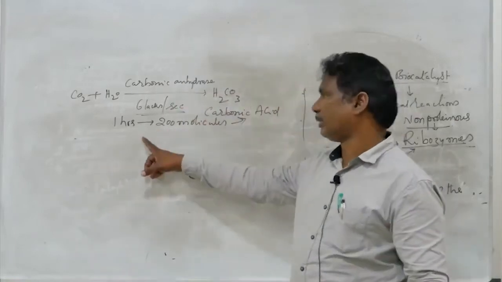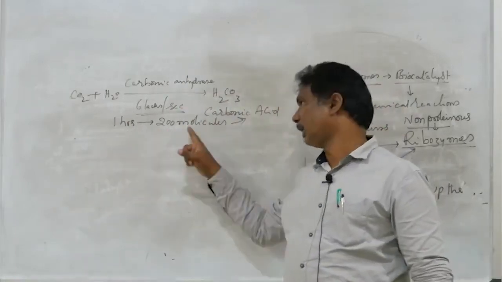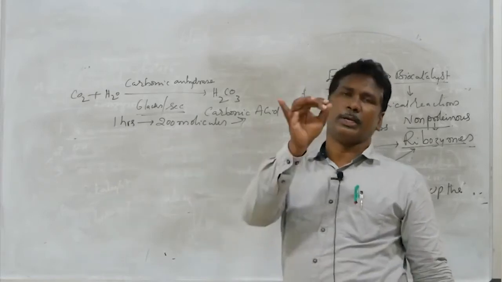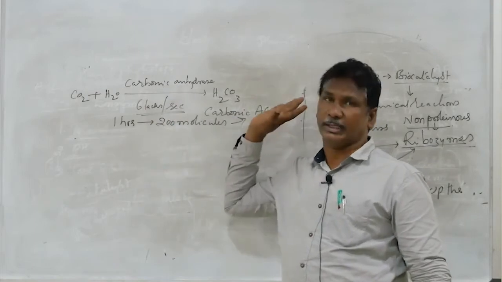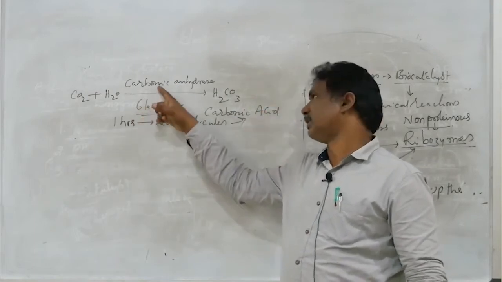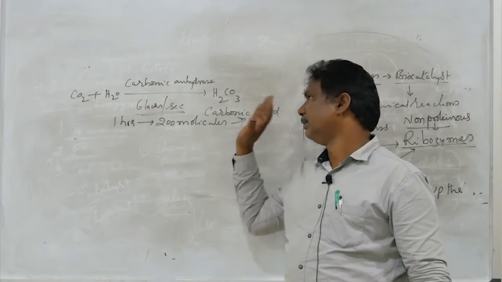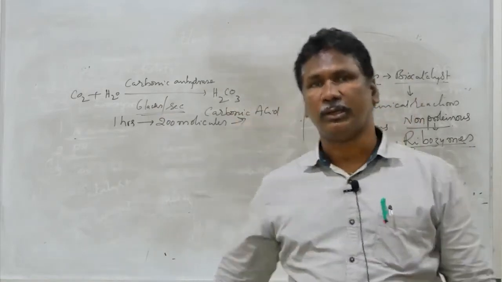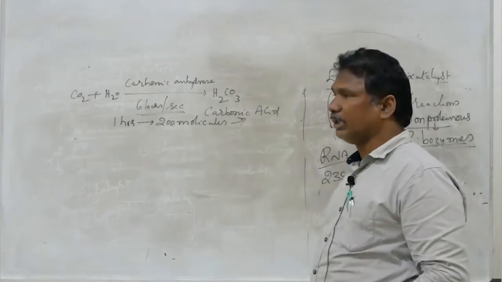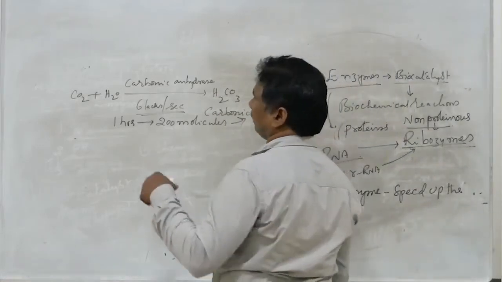So without enzyme, only 200 molecules are formed in one hour. But in the presence of the enzyme carbonic anhydrase, 6 lakh molecules are formed within 1 second. So that is the enzyme activity.